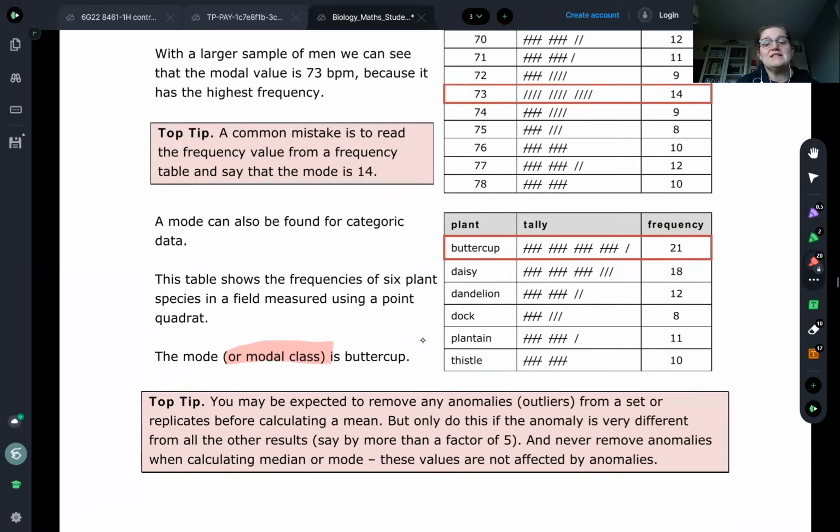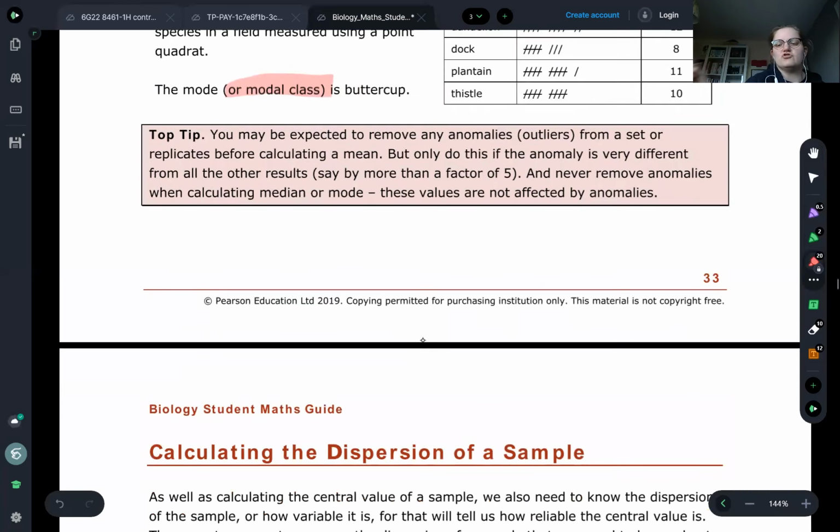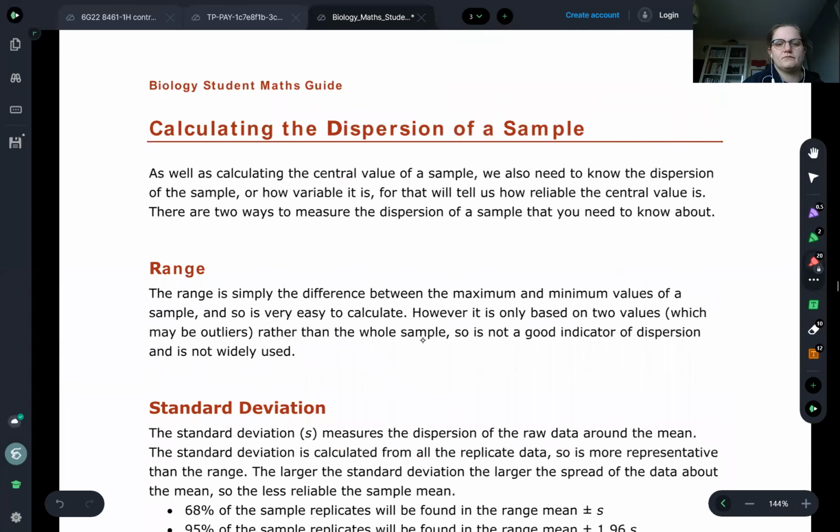But if you're calculating median or mode, we don't remove anomalies because those values aren't affected by anomalies. So we only remove anomalies if we're dealing with the mean, and that's only if they're different by a factor of 5. That was just a quick overview.